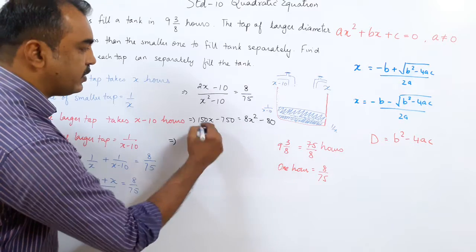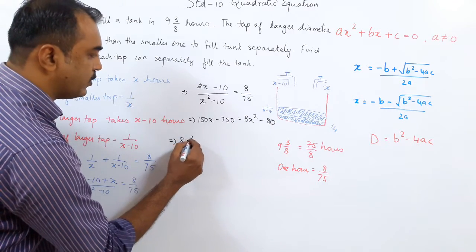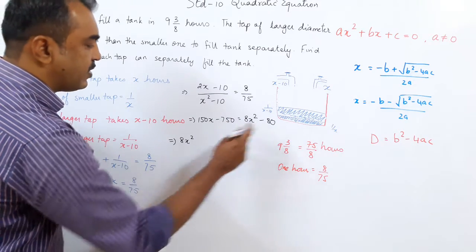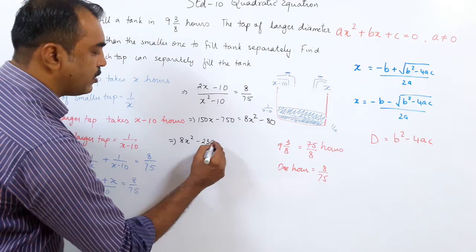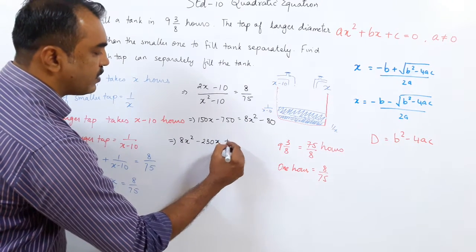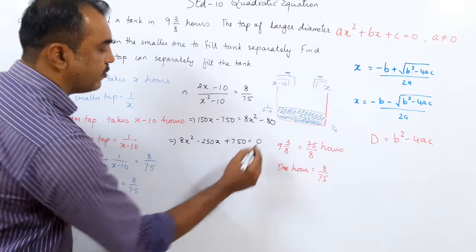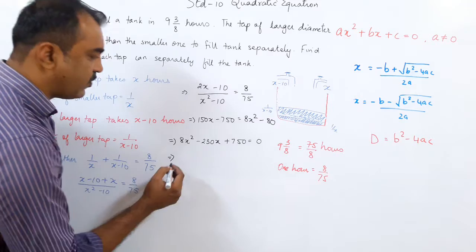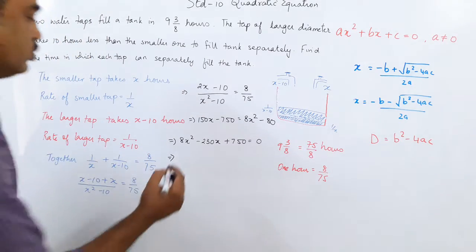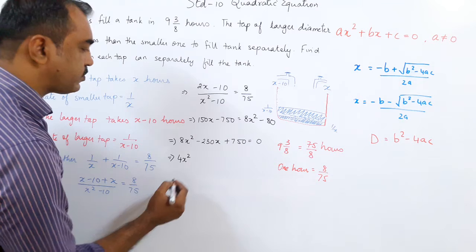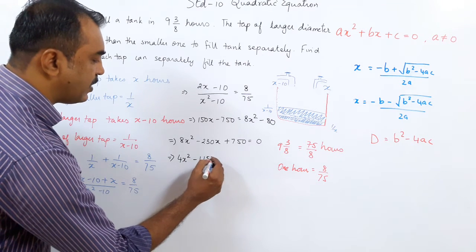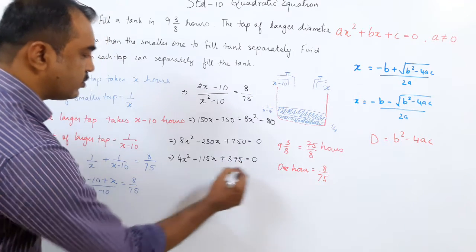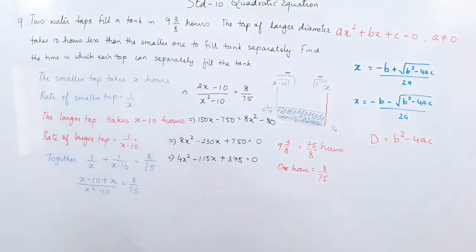This implies we take everything on that side. So 8x square minus 80x goes on this side, and the 150x becomes minus 150x. Minus 80 minus 150 is minus 230x. Minus 750 becomes plus 750, equal to 0. Okay, so this is an equation, but before we go further, let us simplify. Let us divide both sides by 2. So this becomes 4x square minus 115x plus 375 equal to 0. So this is the quadratic equation that we are getting using all these techniques.